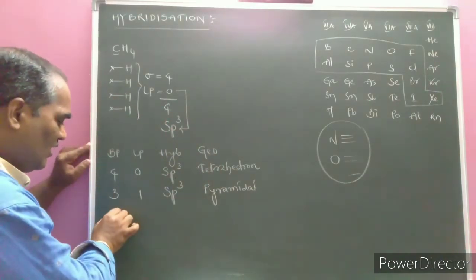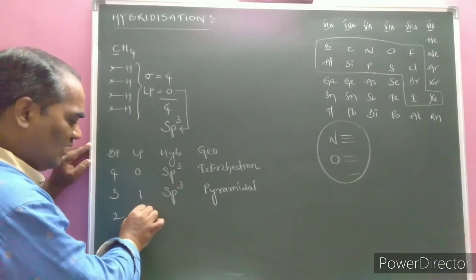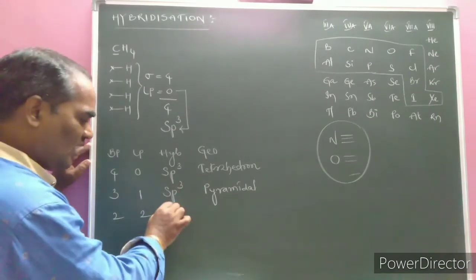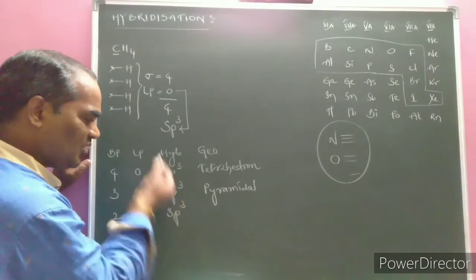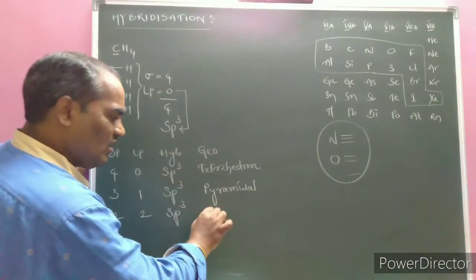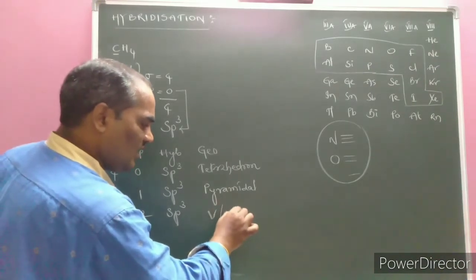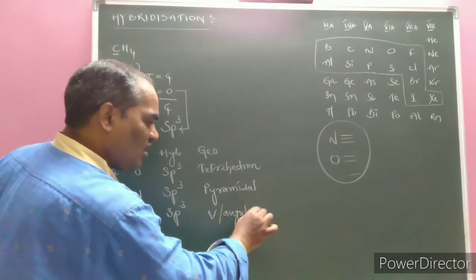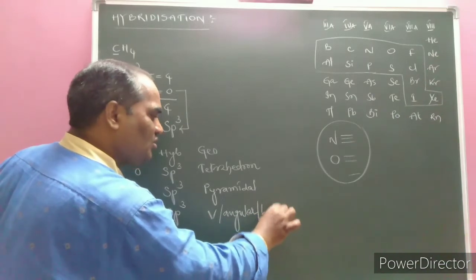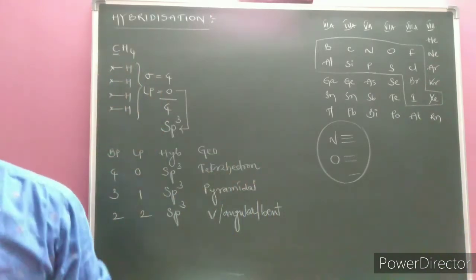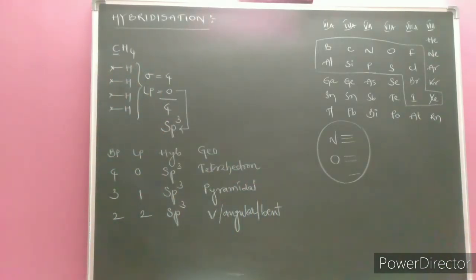Next one. If the number of bond pairs is 2 and the number of lone pairs is also 2, as a result the hybridization is sp3. In sp3 hybridization, the shape is called V shape, also called angular shape, also called bent shape. These are the 3 possibilities under sp3 hybridization.